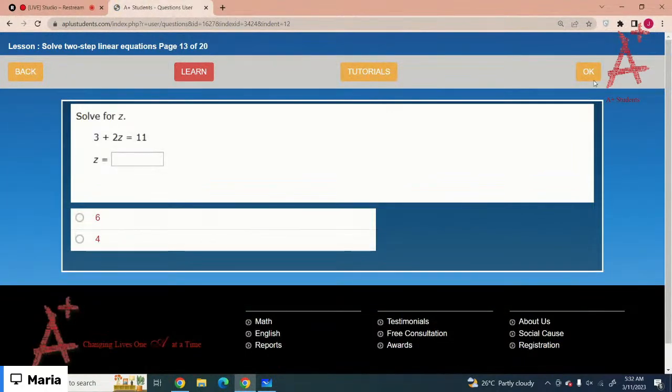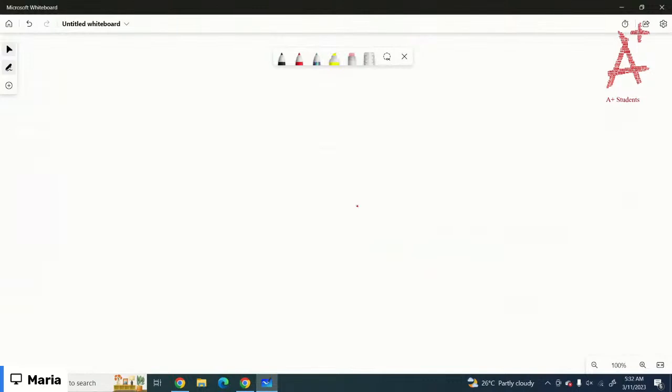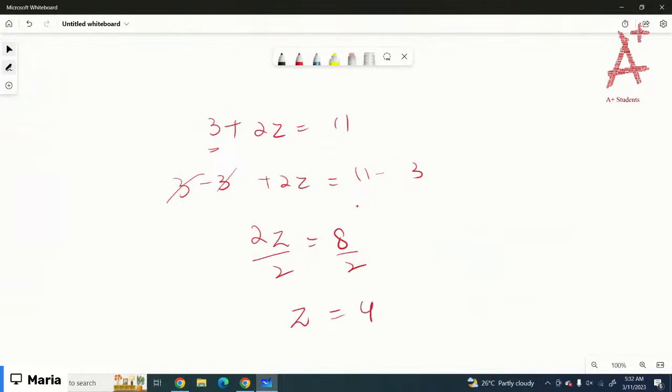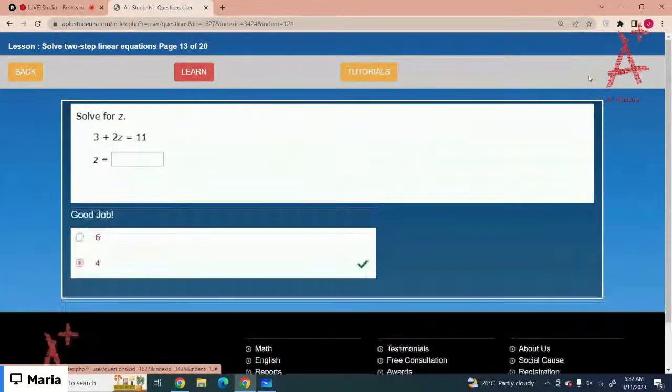Okay, the next one is 3 plus 2z equals 11. So subtract 3 from both sides. So it would be 3 minus 3 plus 2z equals 11 minus 3. 3 minus 3 is 0. You are left with 2z equals 8. Divide both sides by 2. So it is z equals 4. Got it? So the correct option is z equals 4. Just select the correct option and click on the OK button.